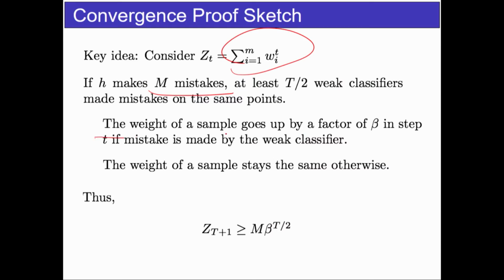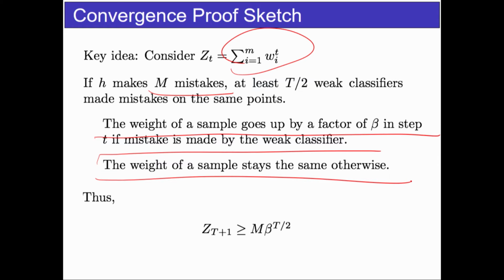And the weight of the sample goes up by a factor of beta in step T if a mistake is made, and stays the same otherwise. So that means the total weight must be at least m times beta power T by 2. Forget the m for now. Take one sample on which you're making a mistake. That sample's weight must have increased at least T by 2 times.